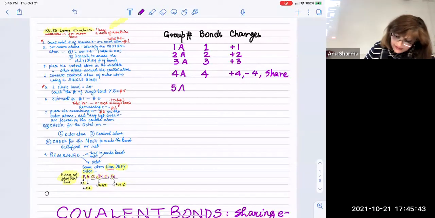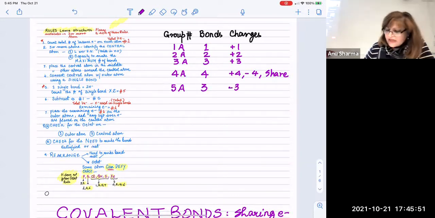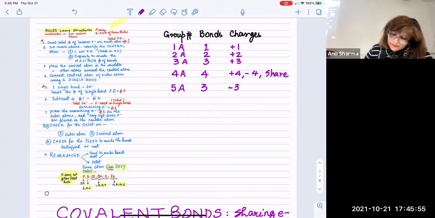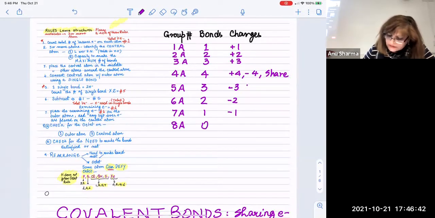Okay, then comes group 5A. 5A will make 3 bonds, and there is going to be a charge of -3 if they are gaining electrons. But you have nitrogen and phosphorus here. We will do these also here. Okay, 5A is -3, 6A is 2 bonds, -2 charge, 7A is one bond, and that's a -1 charge, and 8A will be making no bonds and no charges.